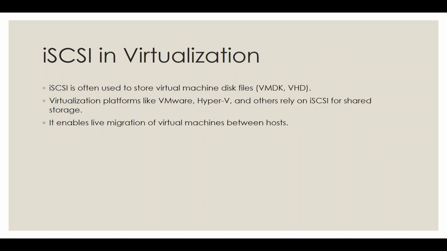In virtualized environments, iSCSI plays a crucial role in providing shared storage. Virtual machines store their disk files, such as VMDK for VMware or VHD for Hyper-V, on iSCSI targets, allowing these files to be accessed by any host in the cluster. This means virtual machines can migrate from one host to another without downtime, a key feature for high availability and disaster recovery in virtualized data centers.